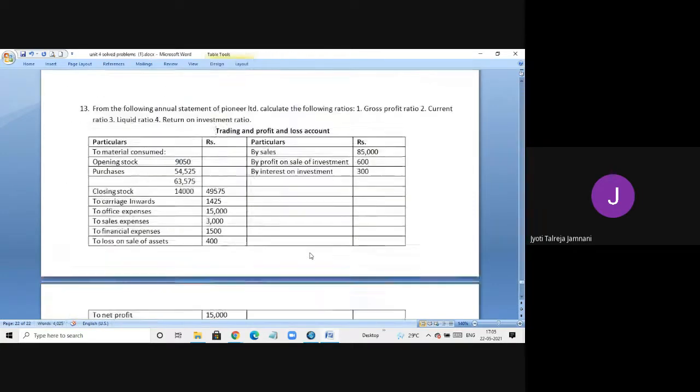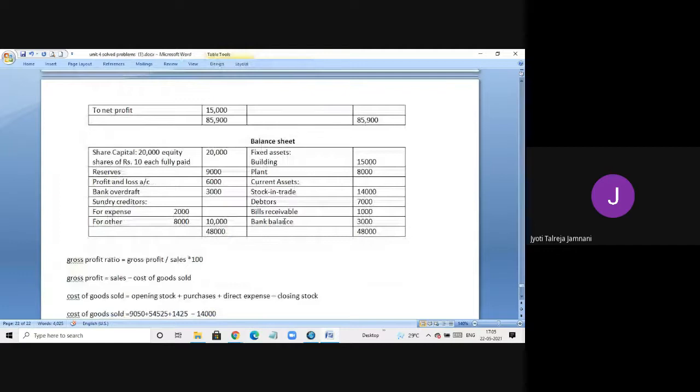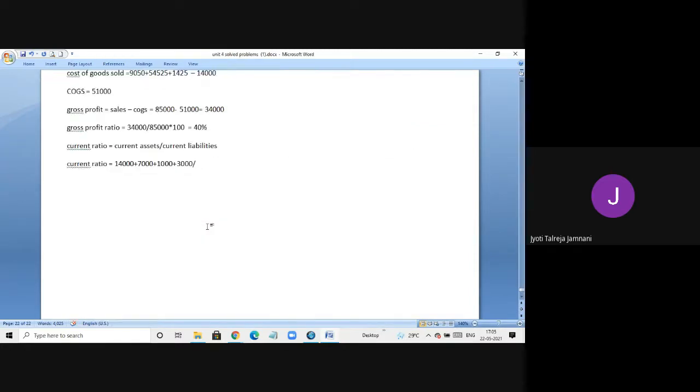Current liabilities is bank overdraft 3,000, creditors 10,000. 8 plus 2, both put together 10,000 for expense and for others. So bank overdraft 3,000 and creditors 10,000. 3 plus 10, 13,000. These are our current liabilities. So current ratio will be 1.92:1.